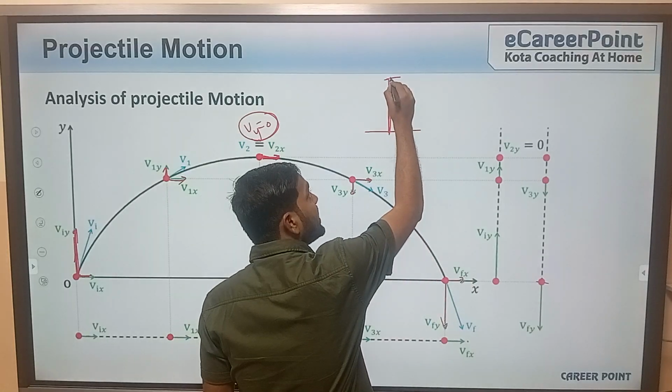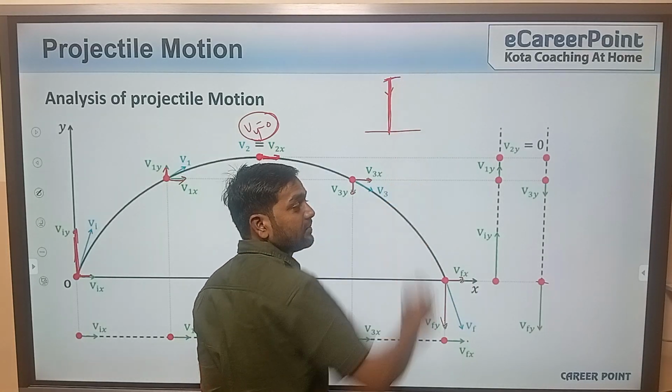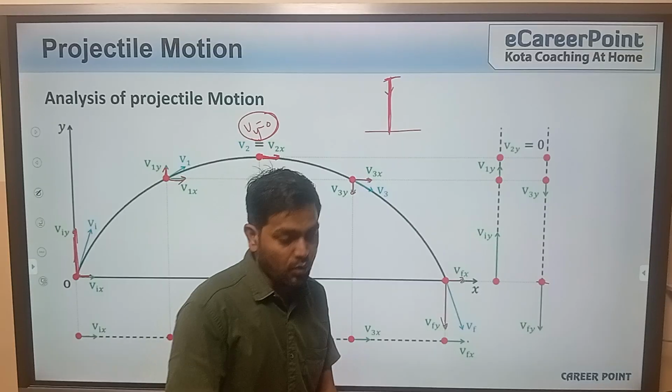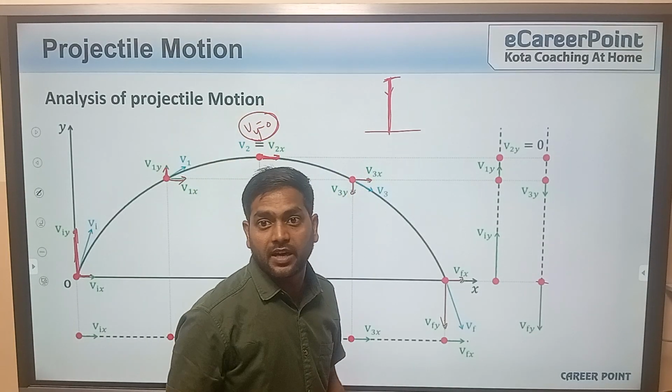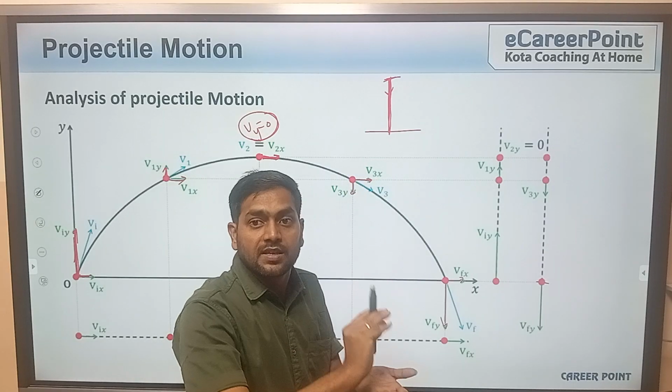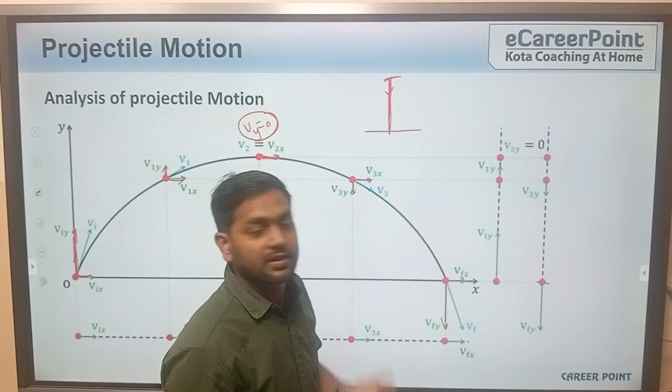So after moving here, it will come back to here, right? It will change its direction. It will move upwards and then change its direction and come back, right? It comes back to the same position with the same velocity, right?